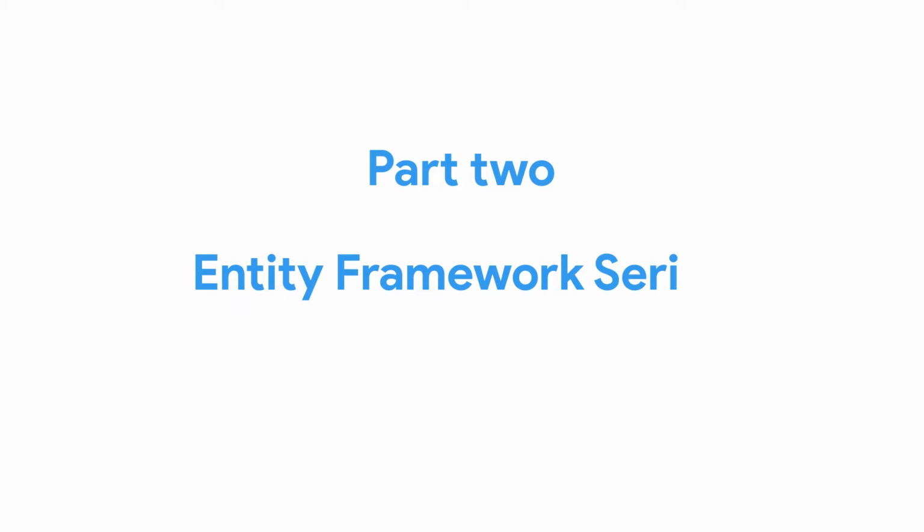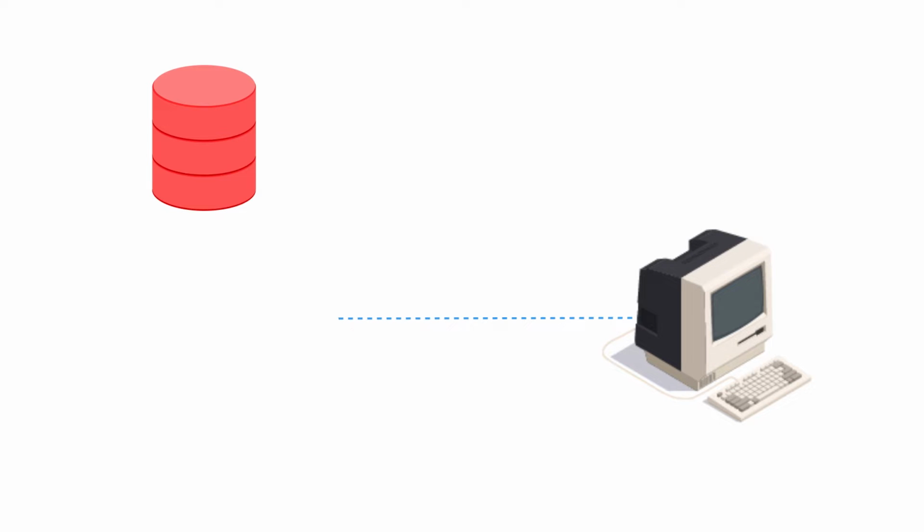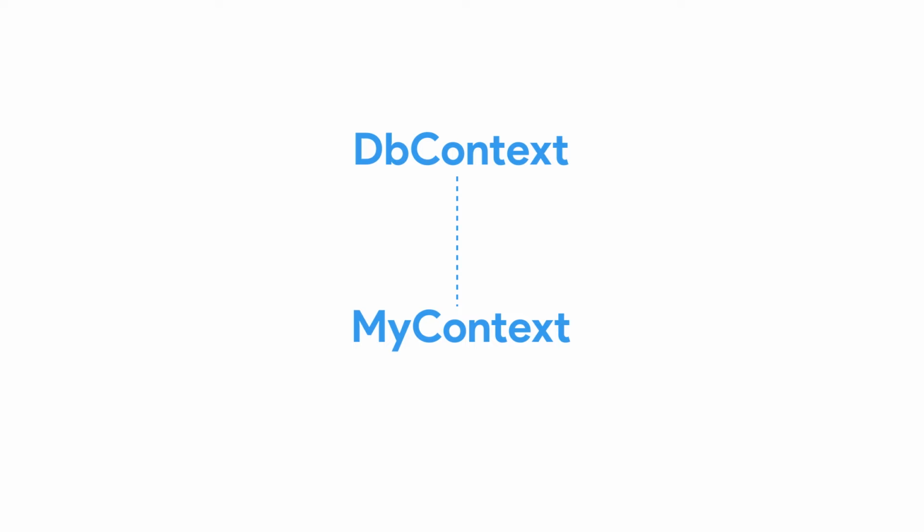Hi, welcome to part 2 of the Entity Framework series. In this video, I'll show you how to configure a .NET application to connect and interact with a database using Entity Framework. The Entity Framework API provides the DbContext class, which is the primary class responsible for interacting with the database. Typically, we use the DbContext class by creating a class that inherits from it.